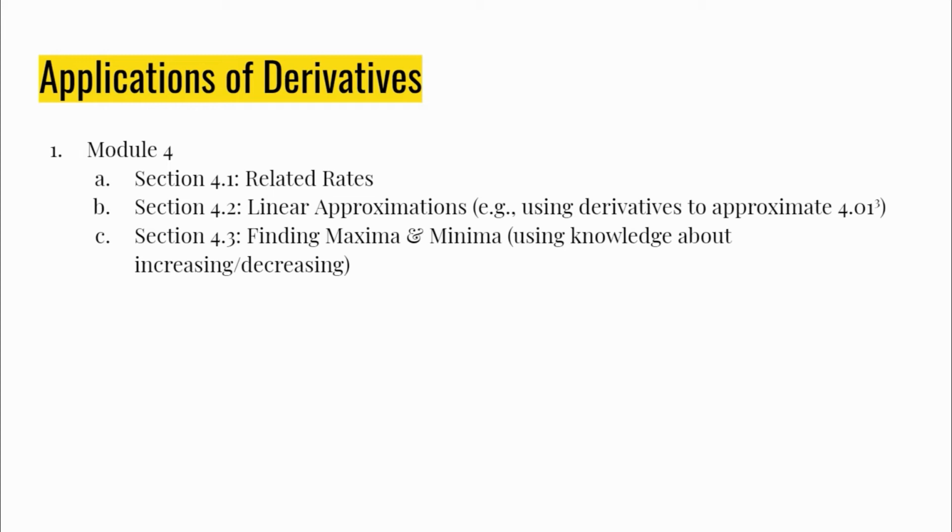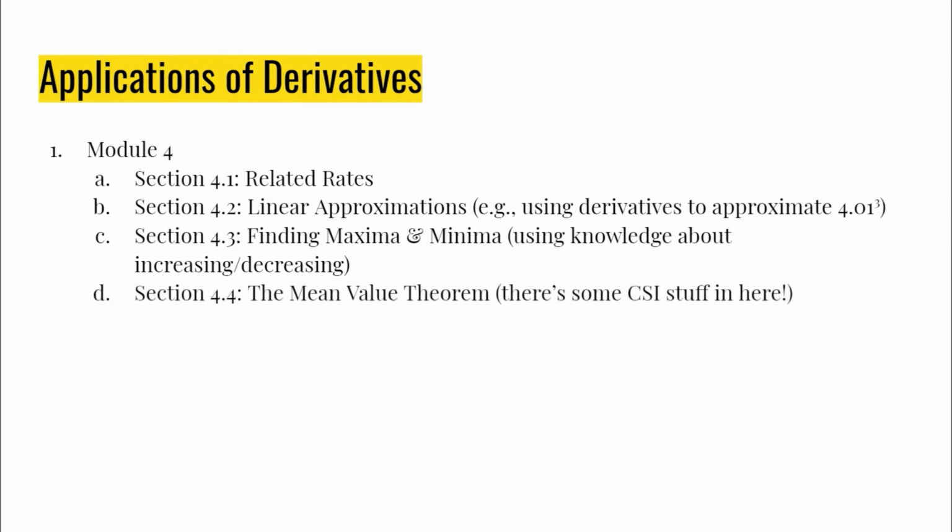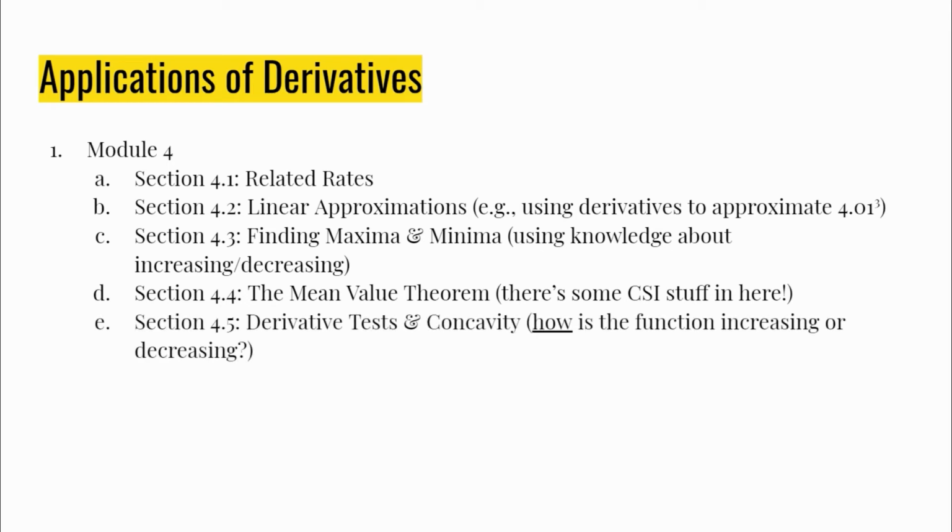4.3 is about finding maxima and minima, the highest and the lowest values on a function. And that's going to come from what we know about the increasing and decreasing nature of functions. Section 4.4 is about the mean value theorem, which has some really cool CSI type implications in it. For example, knowing how fast a car was going at one point prior, and knowing how fast it was going at another point later. The mean value theorem gives us tools for answering questions related to that kind of thing.